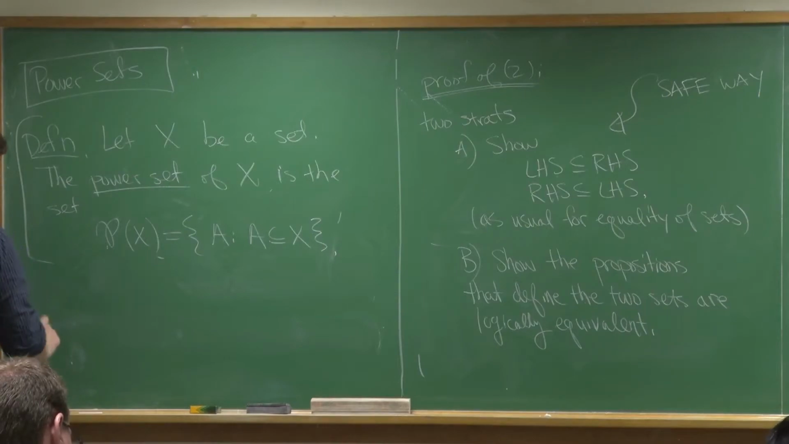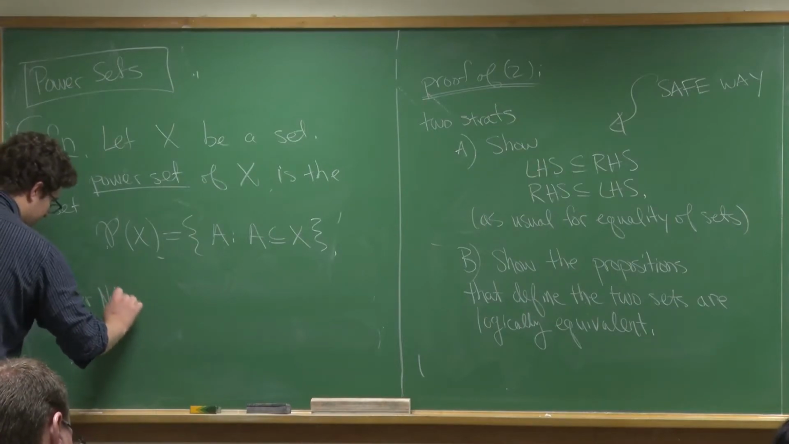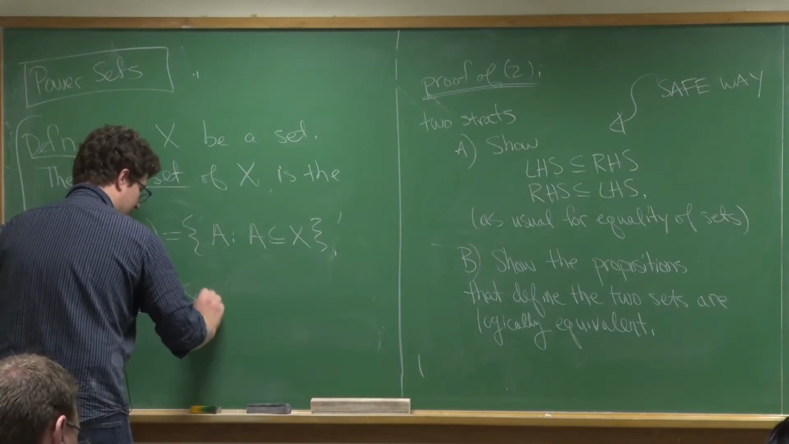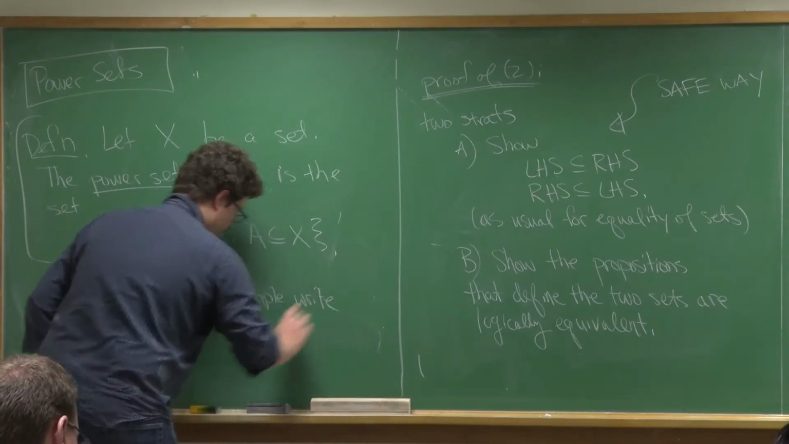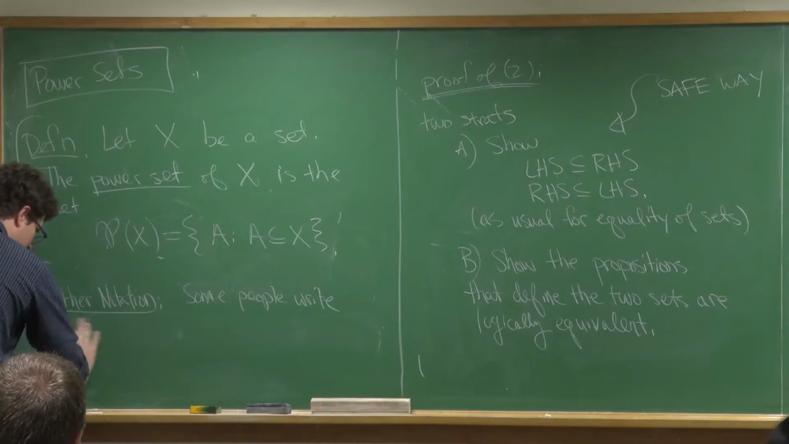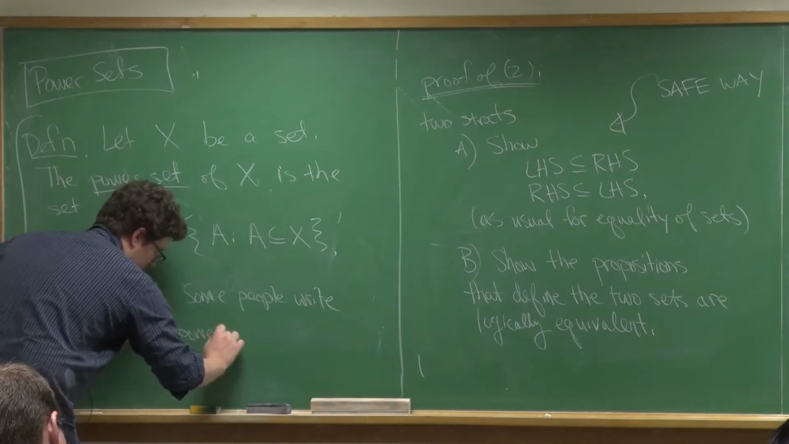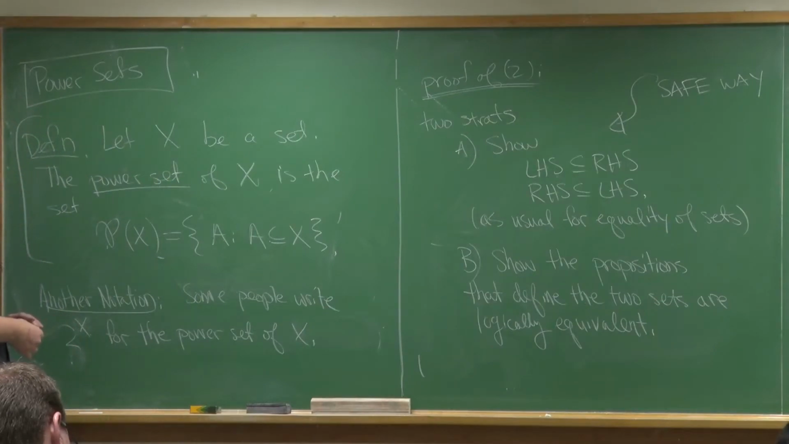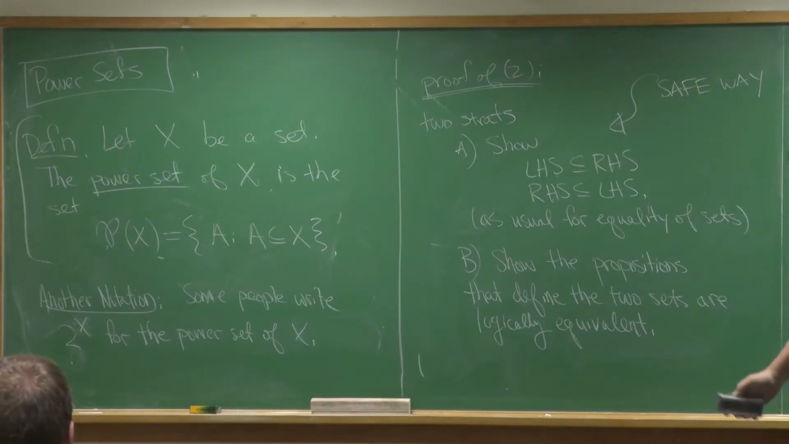There's another notation that sometimes you'll see people use. Some people write 2 to the X for the power set of X. All right, does that make sense? So it's just the set of all subsets. That's the power set of a given set. All right, so let's do an example.